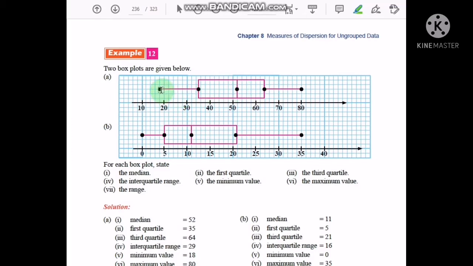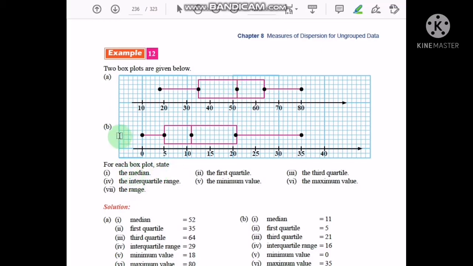For this one, this dot represents the minimum value. This one represents the first quartile. This one represents the median. This one represents the third quartile, and this one represents the maximum value. That's it. If you can remember what all these dots represent, then you can answer this question. For each box plot, state the median. The median for A is here, right? So the median for A is 52.